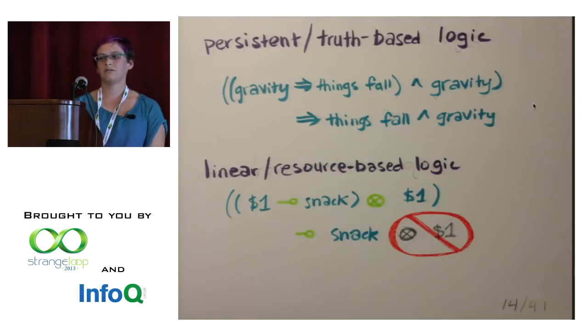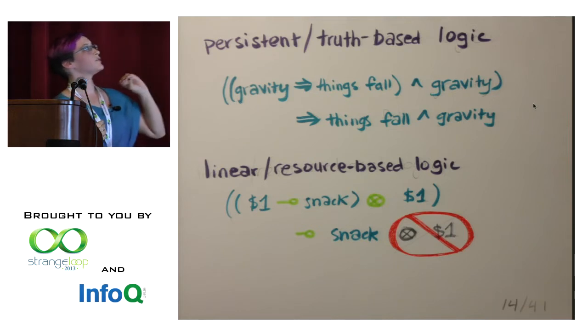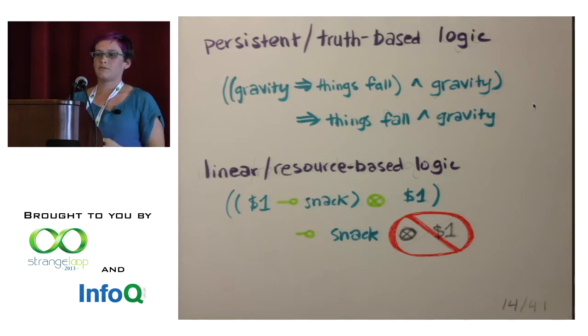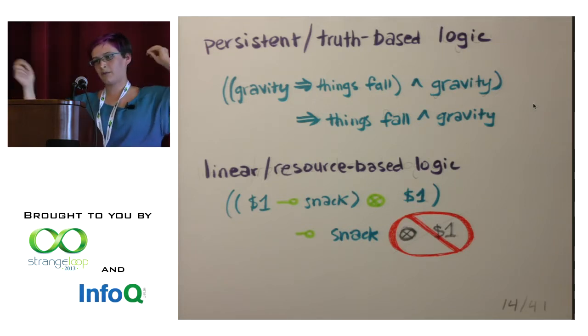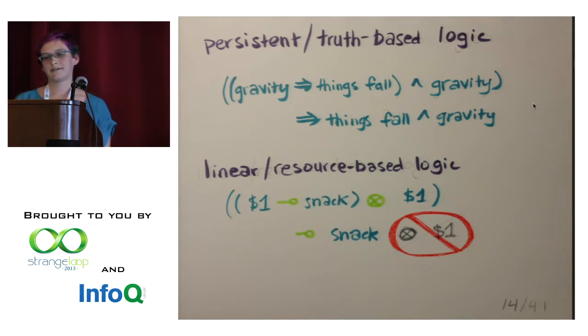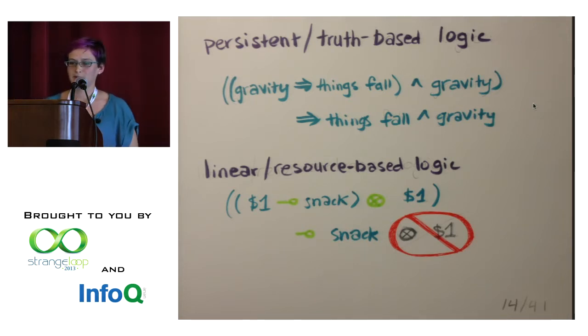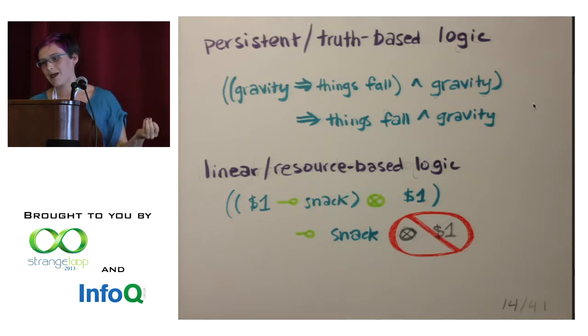All right, so I'm going to explain linear logic by contrasting it to the typical notion of logic that you may have seen before. So persistent or truth-based logic is kind of what we care about as human reasoners, right? So we're trying to learn things about the world, and someone tells us that gravity causes things to fall. And then we separately learn that gravity exists. So we cleverly deduce that things can fall. But we don't forget that gravity exists. We just add that to our store of knowledge that we're accumulating. This makes sense because these things are thought of as facts that never change, never go away.